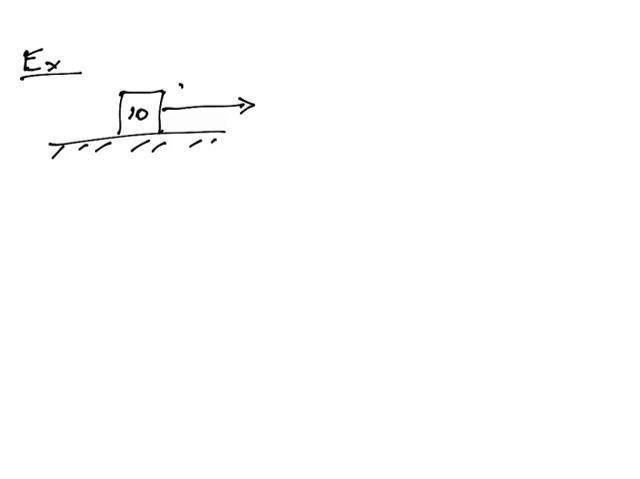So let's look at an example. Here's a nice example. We have a floor, a nice horizontal flat floor. On the floor is a box. The box has a mass of 10 kilograms. You pull on the box with a rope with a force of, let's say, 50 newtons. Question is, find the acceleration of the block.